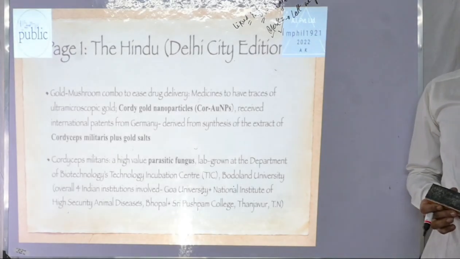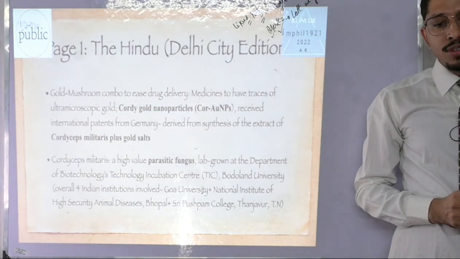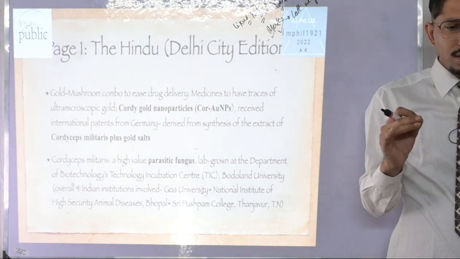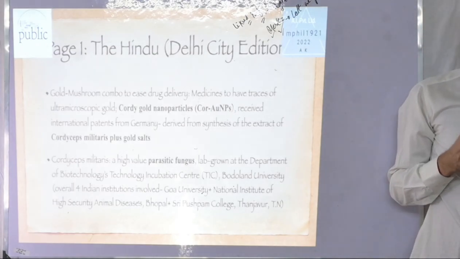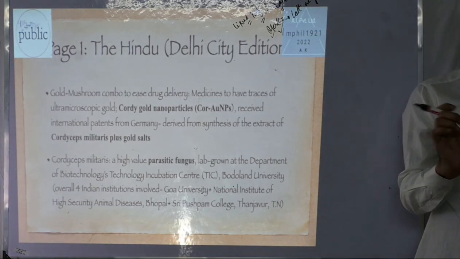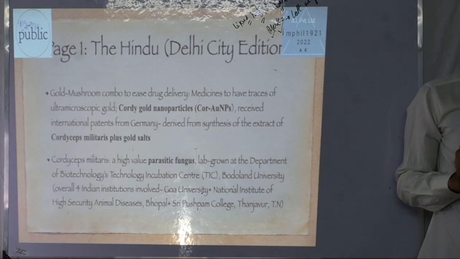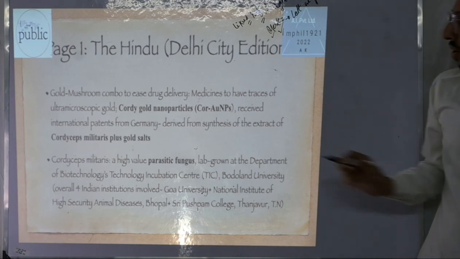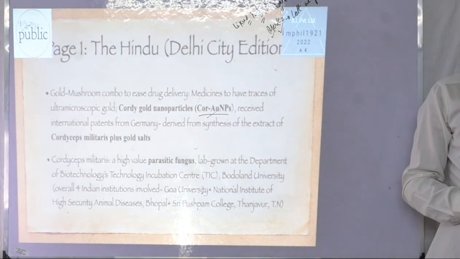Now, on the first page, there is only one news item which is important as far as UPSC is concerned. It talks about this gold mushroom combo to ease drug delivery. Medicines to have traces of ultra-microscopic gold. What can it do? It can provide faster delivery of drugs. There has been a new product manufactured by 4 Indian institutions, and they have received the patent in Germany. This is Cordy gold nanoparticles, Cor-AuNPs. Au is for gold. They received the international patent from Germany.